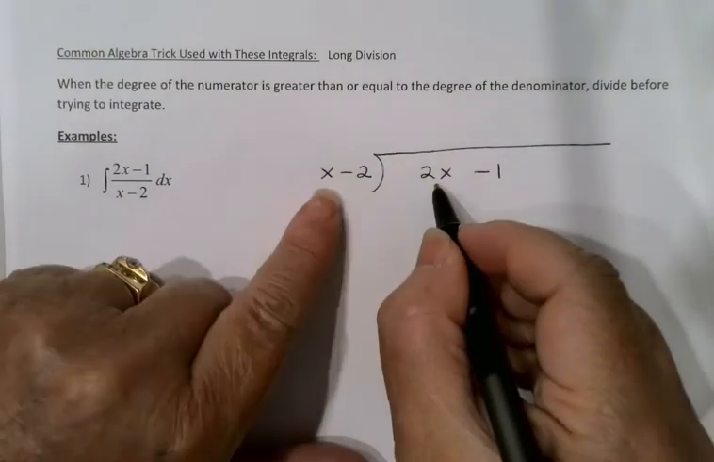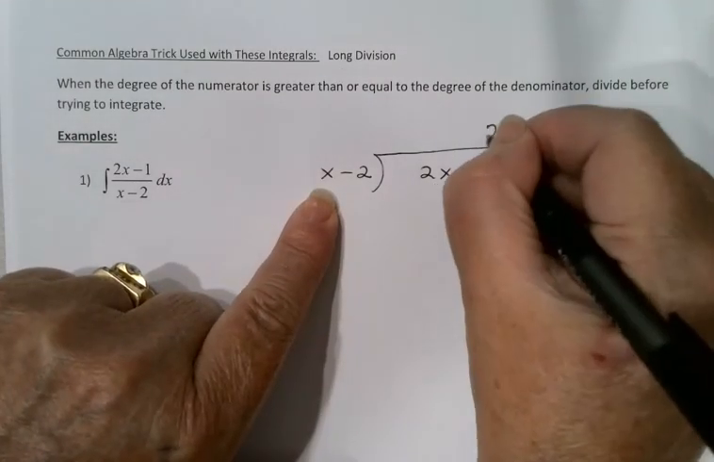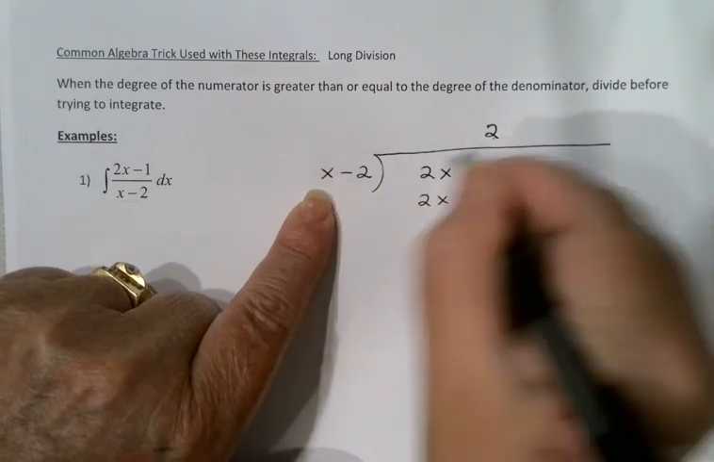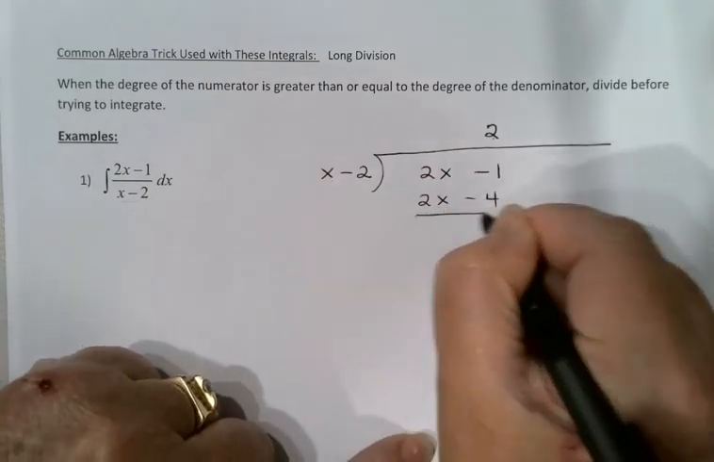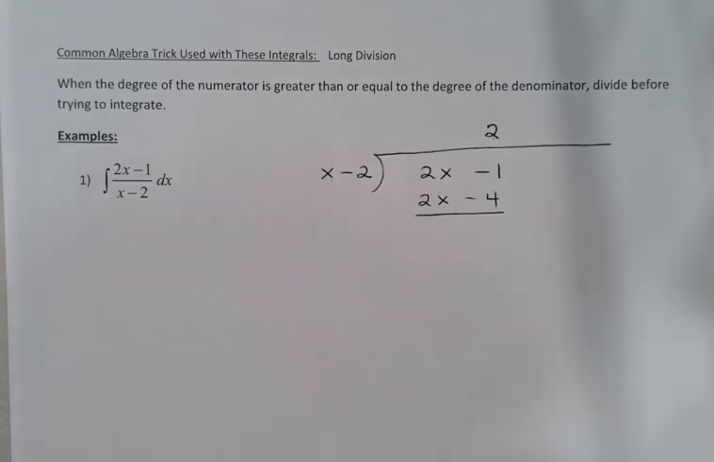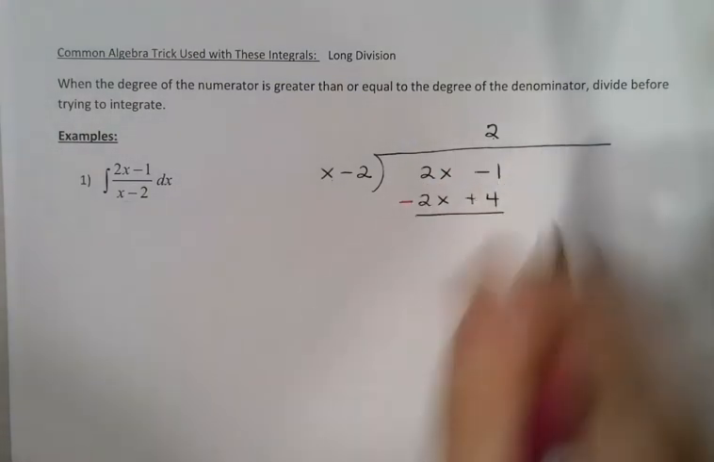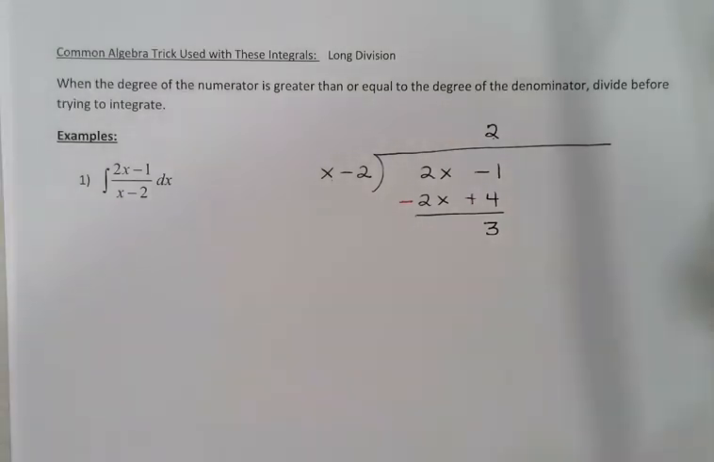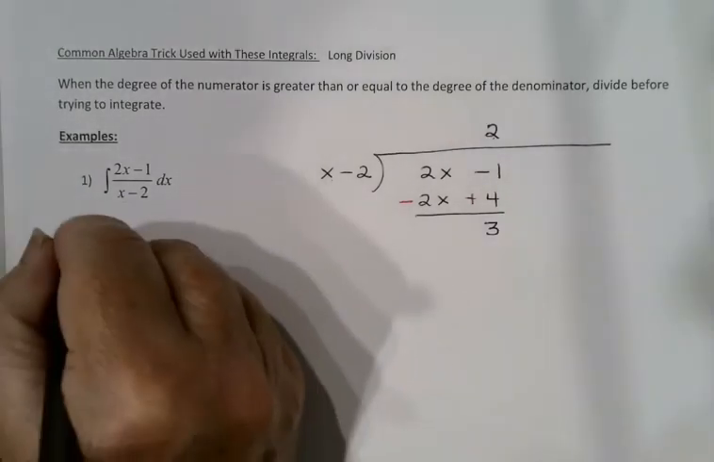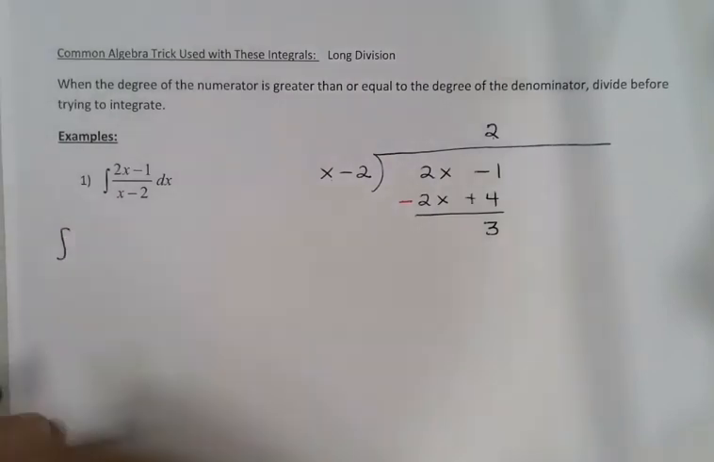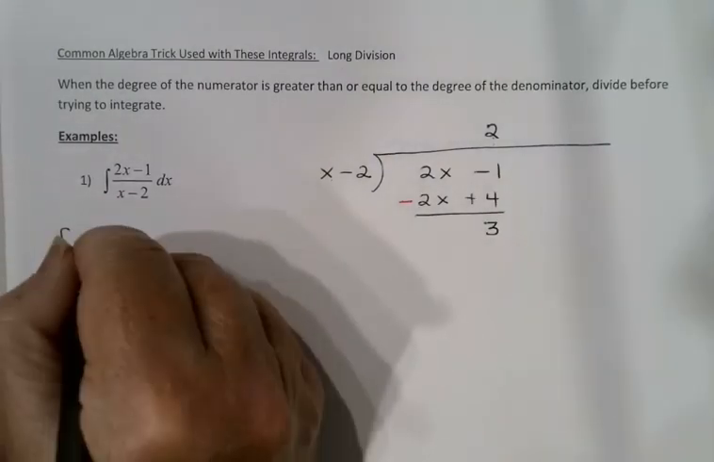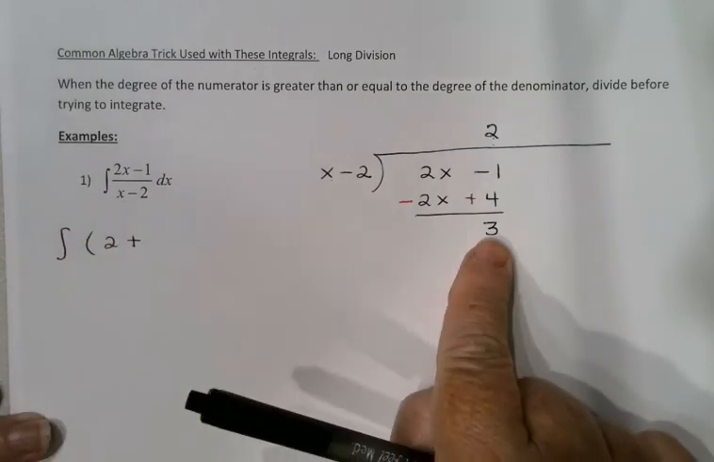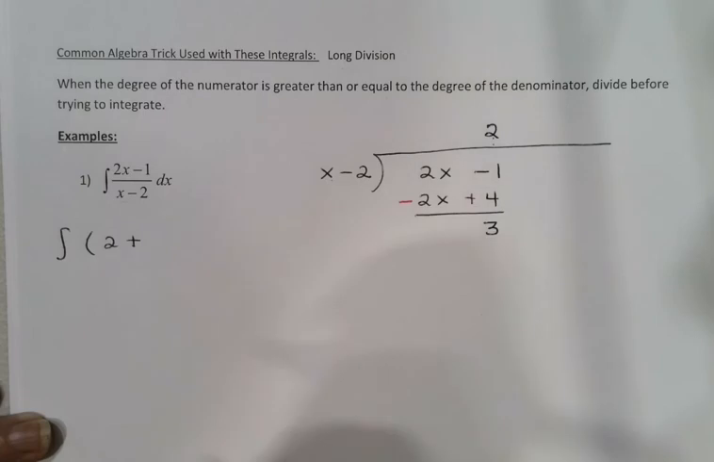And I'm just going to take 2x divided by x, which would be 2, multiply 2x minus 4, and change the signs. It becomes negative, that becomes positive, and we get a remainder of 3. So I'm going to rewrite my original integral as the quotient 2 plus the remainder would be 3 over x minus 2.